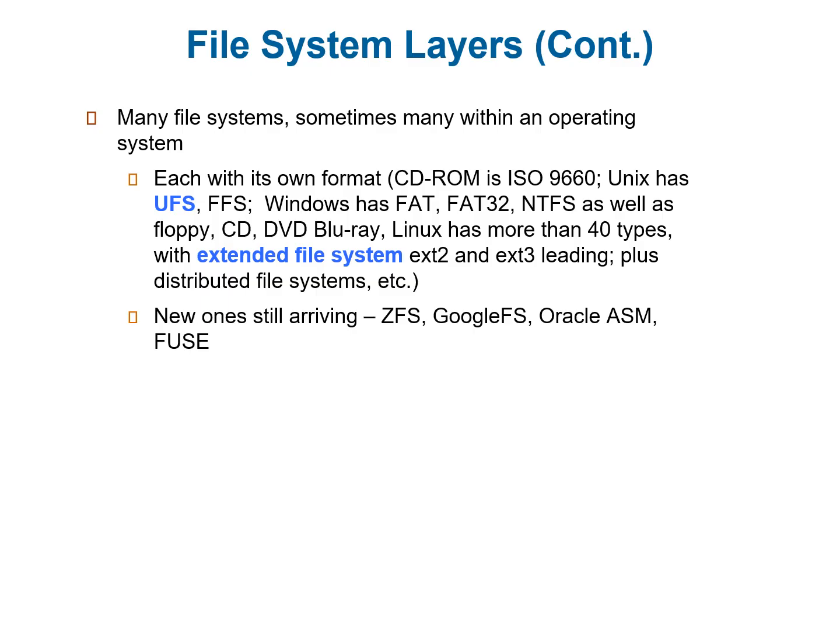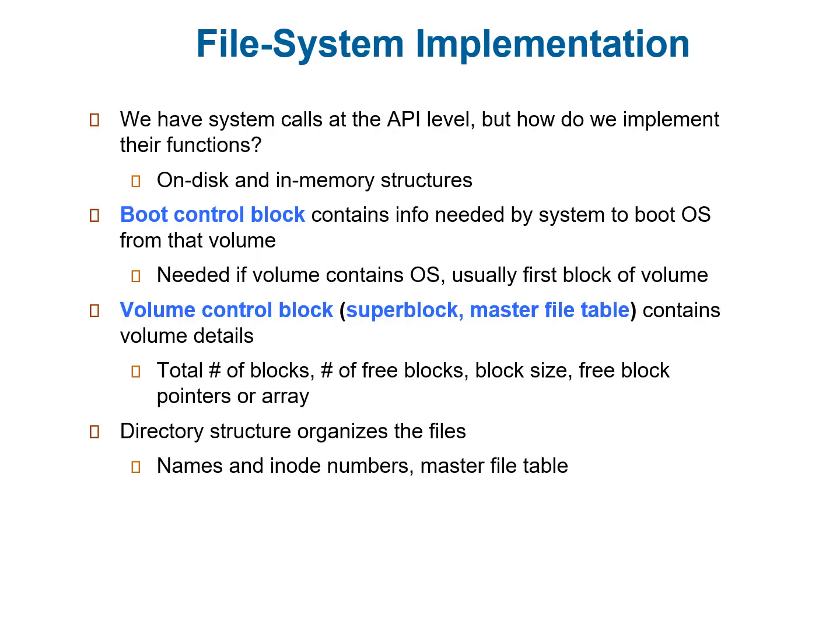And we have a floppy drive, which is in some other format. We have compact disk and DVD Blu-ray, and we have at least a minimum of 40 different types of extended file systems. That's everything we are having. Still, we are not talking about ZFS, Google FS, and Oracle ASM and FS. These are still not that useful to the common man. So we have a file system at API levels. So what is that file system?